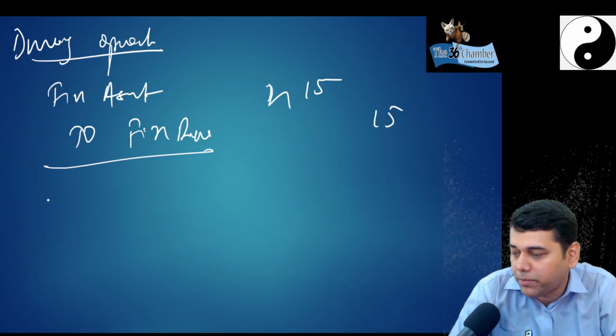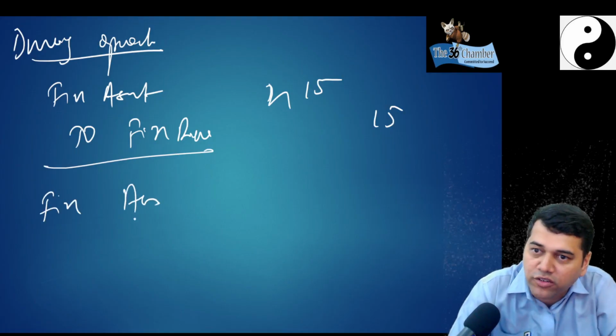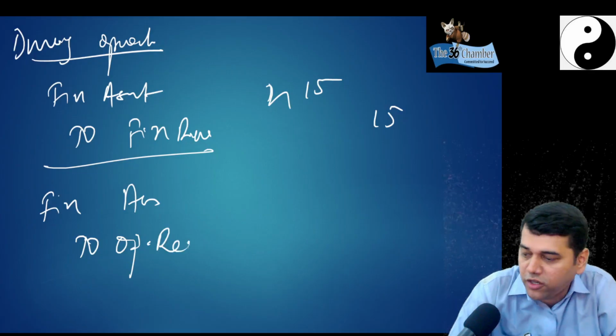Then you have got operation revenue. Again, financial asset account debit to operational revenue. How much?